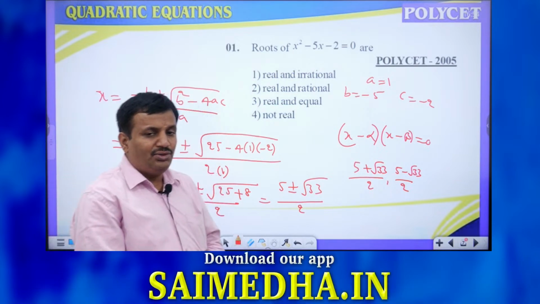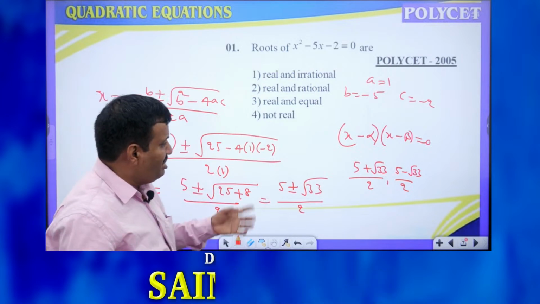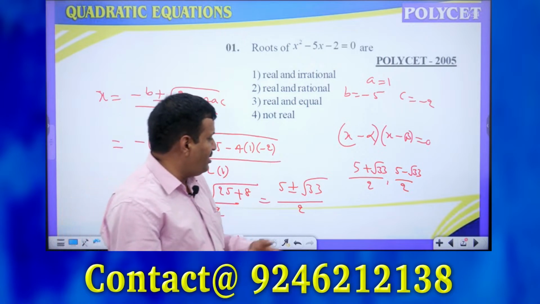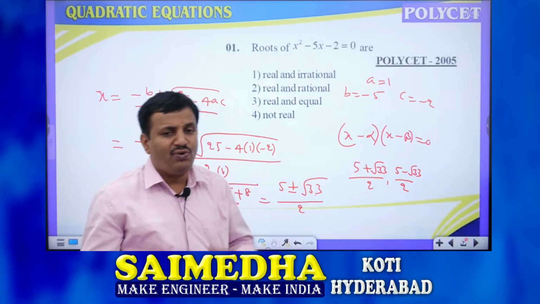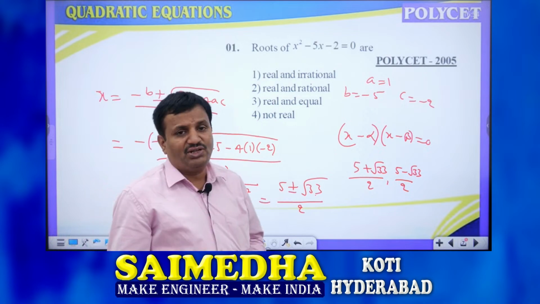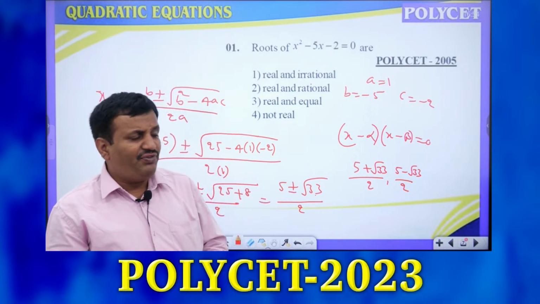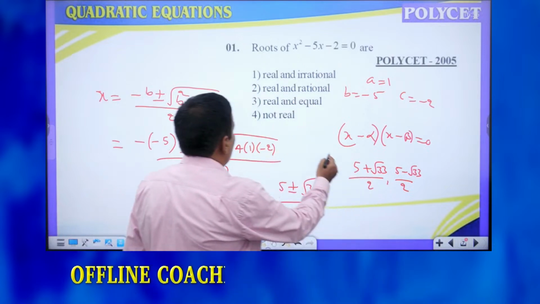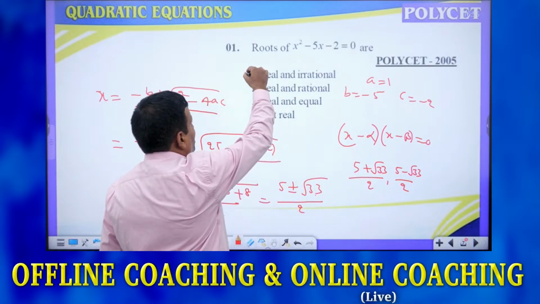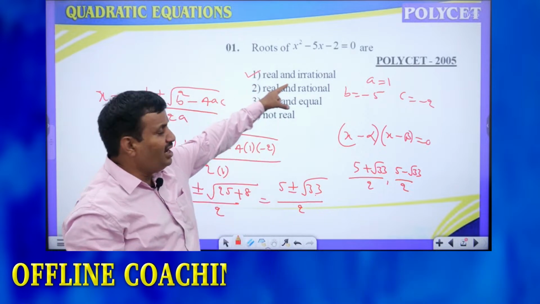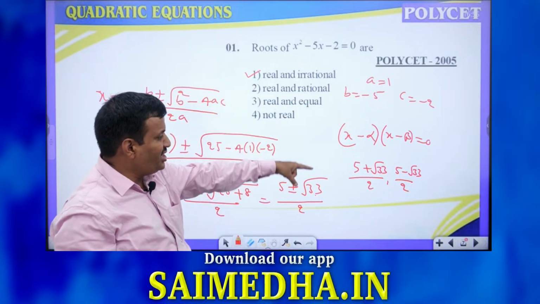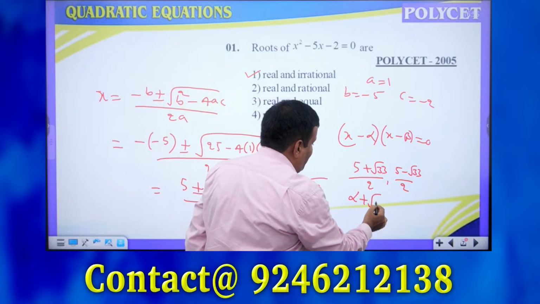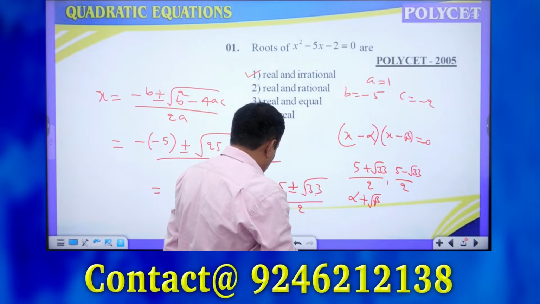Because the discriminant 33 is greater than 0, roots are real definitely, but the roots are rational or irrational depends on whether 33 is a perfect square or not. 33 is not a perfect square. If the discriminant is not a perfect square, what is the nature of the roots? They are real and irrational. Real and irrational is the correct answer. How do irrational roots appear, as we already said? If one is alpha plus root beta, how do the roots appear?